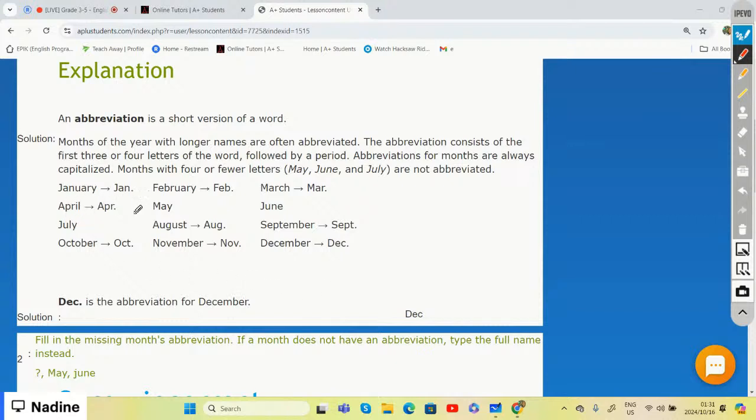January. If we abbreviate January, it is Jan, period. If we abbreviate February, it is Feb and a period. March, it's Mar and a period. April, Apr and a period. Now, May, June, and July stay the same because they are shorter words.